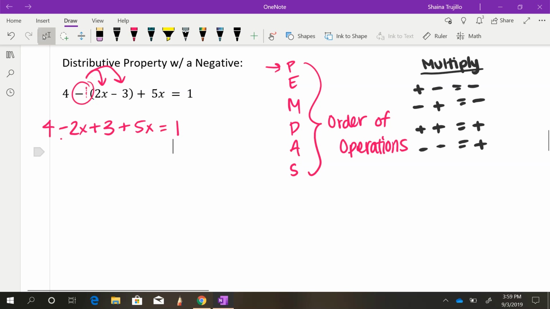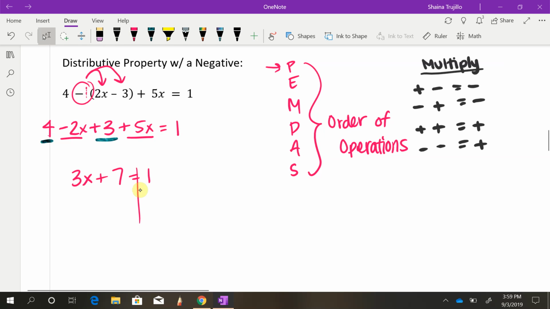From here, I combine my like terms. I have 2 sets of like terms this time. I have a 4, a 3, a negative 2x, and a 5x. I know negative 2x plus 5x is 3x. 4 plus 3 is 7.